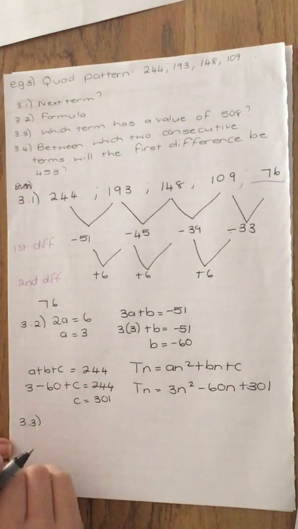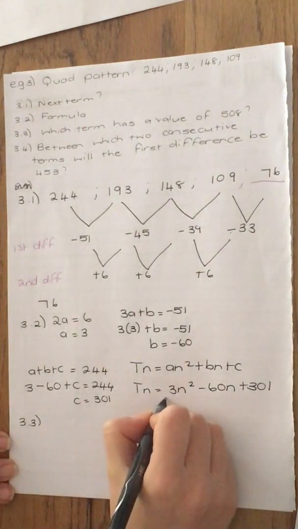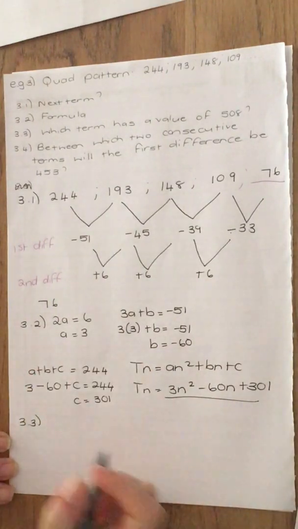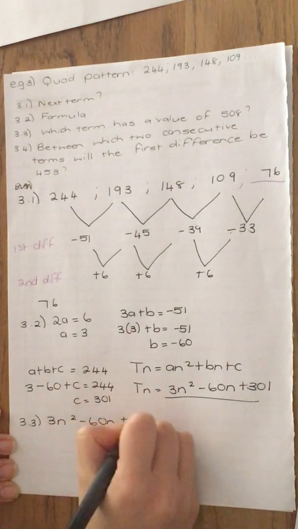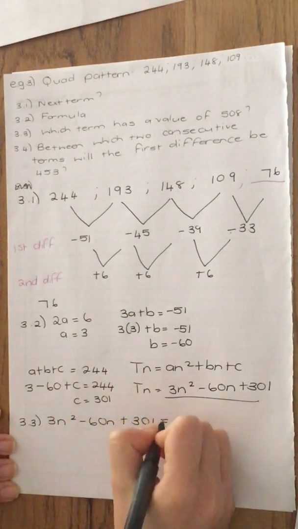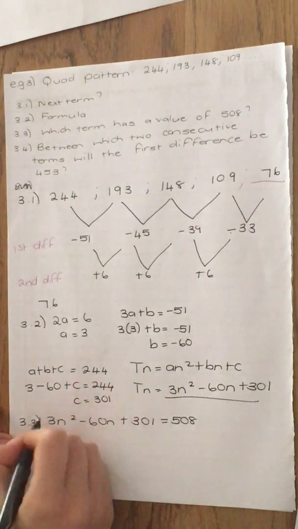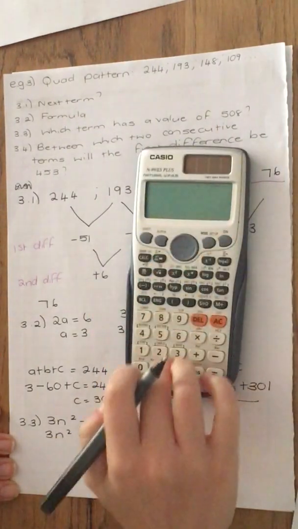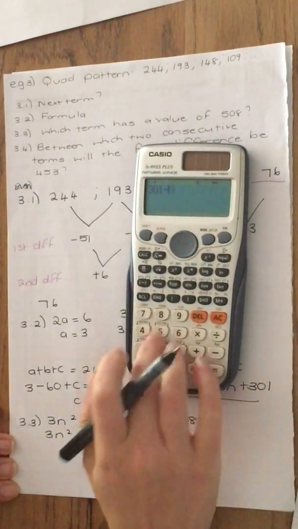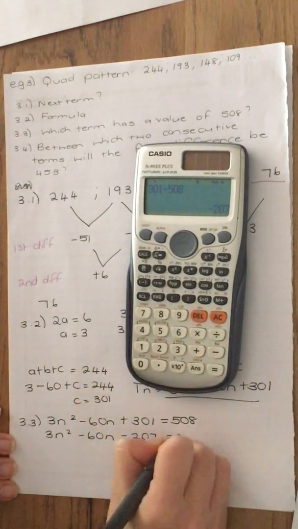3.3. Which term has the value of 508? Whenever they say which term, you know you are going to let your formula equal that number. So we're going to have 3n squared minus 60n plus 301 equal to 508. Okay, now this is clearly a trinomial, which means you're going to let it equal to 0. So I'm going to take everything over. So it becomes 301 minus 508, which is negative 207, equals 0.